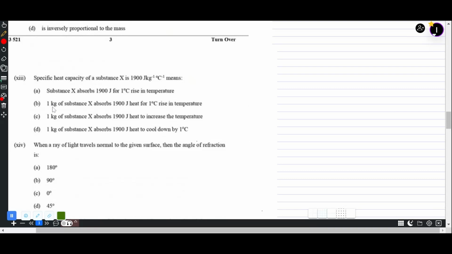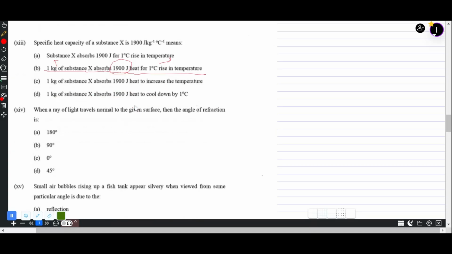Next, specific heat capacity of substance X is 1900 joules per kg per degree Celsius. So that means 1 kg of substance X absorbs 1900 joules for 1 degree rise in temperature. So this is M, this is delta T, and this is Q.